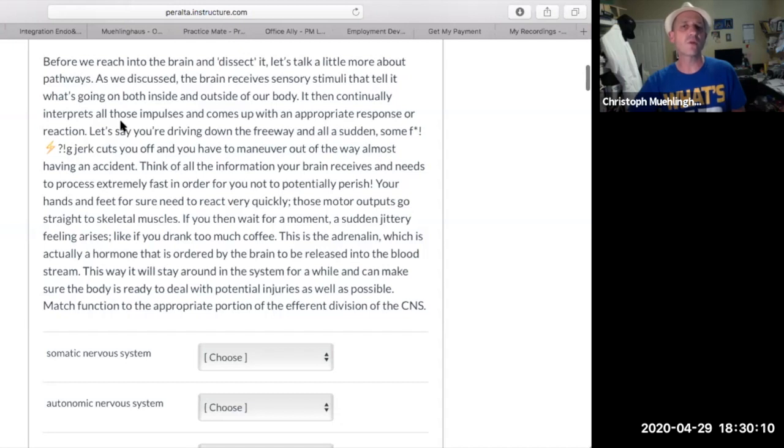And you have to maneuver the car out of the way so you don't have an accident. Think of all the information your brain receives and needs to process extremely fast so you don't potentially perish. Your hands and feet have to react very quickly. Those motor outputs go straight to the skeletal muscles. If you then wait a moment, a sudden jittery feeling arises, like if you drank too much coffee. This is adrenaline, a hormone that is ordered by the brain to be released into the bloodstream. This way it stays around in the system for a while and makes sure the body is ready to deal with a potential injury, or another insult, since one already came.